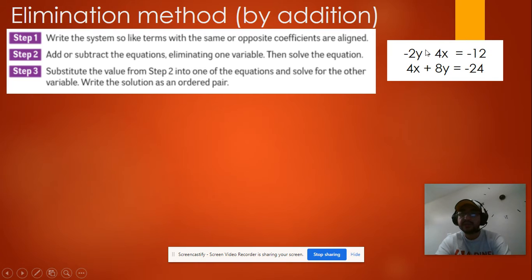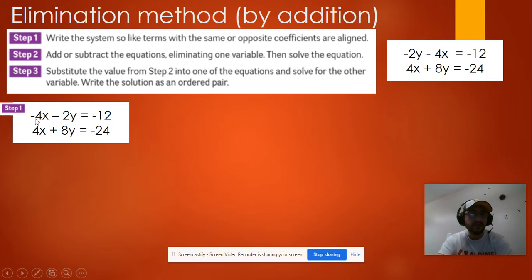Now, we've got this system of equations. As we can see, negative 2y and 4x are not aligned. So we need to rearrange these since they're on the same side of the equal sign. We can rearrange them so at the end, we're going to get them aligned. Like here, step number one. So I'm going to switch this.